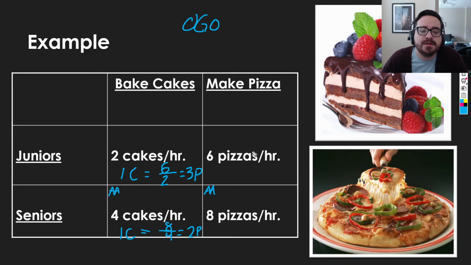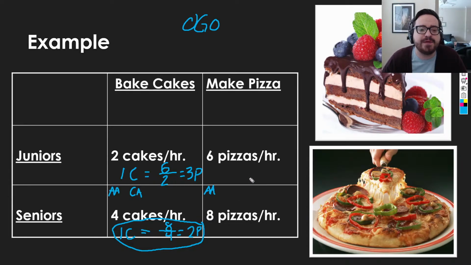Okay. So remember that comparative advantage is who has the lower opportunity cost, and what I have found here is the opportunity cost of baking a cake for each group. The opportunity cost of baking a cake for the juniors is 3 pizzas. The opportunity cost for baking a cake for the seniors is 2 pizzas. So seniors would have the lower opportunity cost because it costs them less pizzas to make a cake. It feels really weird to say, but it's just a matter of like time resources, right?